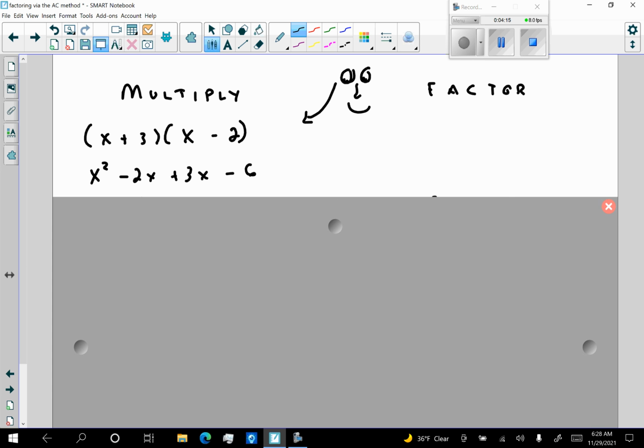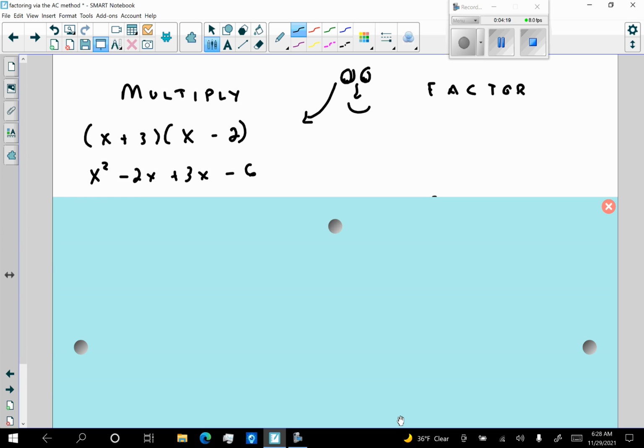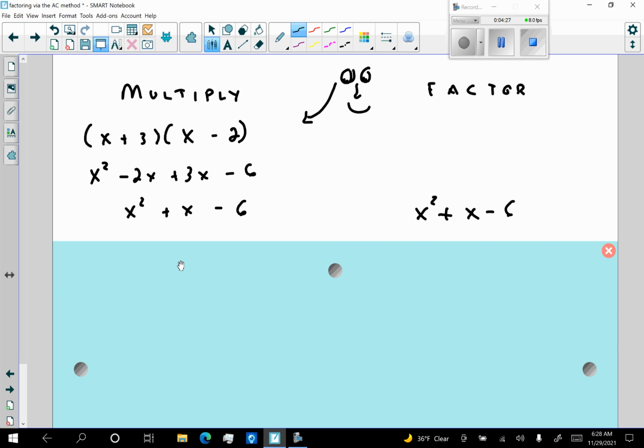Okay, so let's do it. And I get x times x is x squared. X times negative 2 is negative 2x. 3 times x is 3x. 3 times negative 2 is negative 6. I'm going to simplify this expression. Negative 2x plus 3x is x. And now I have x squared plus x minus 6. That's what this is multiplied together. So if I multiply x plus 3 times x minus 2, I get x squared plus x minus 6.